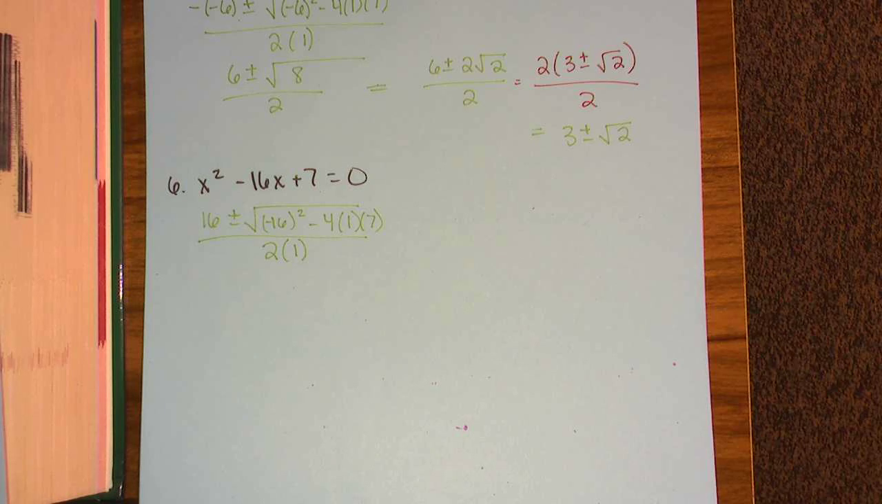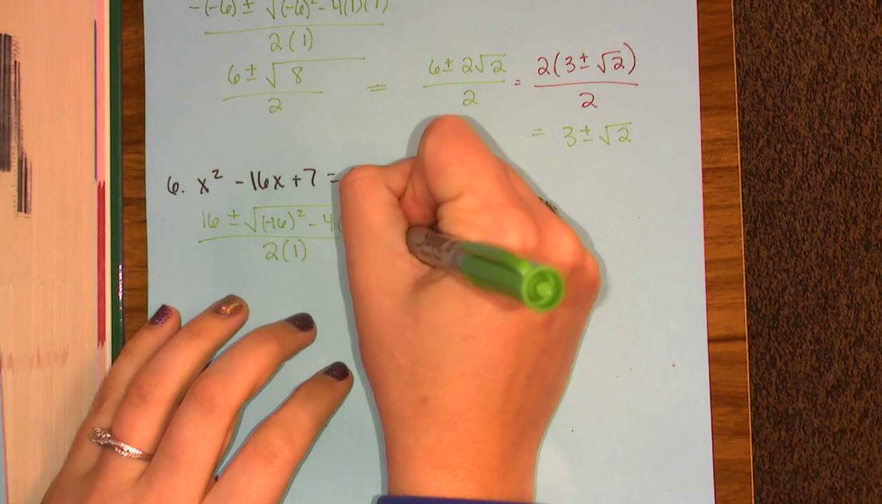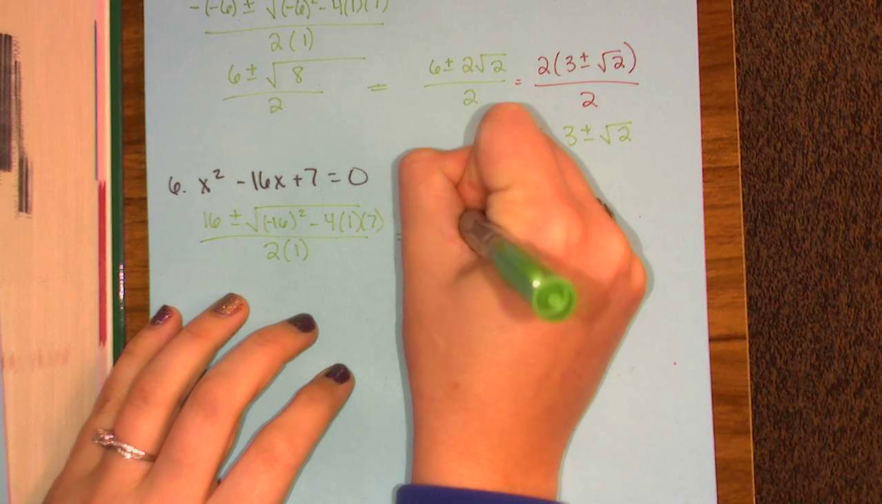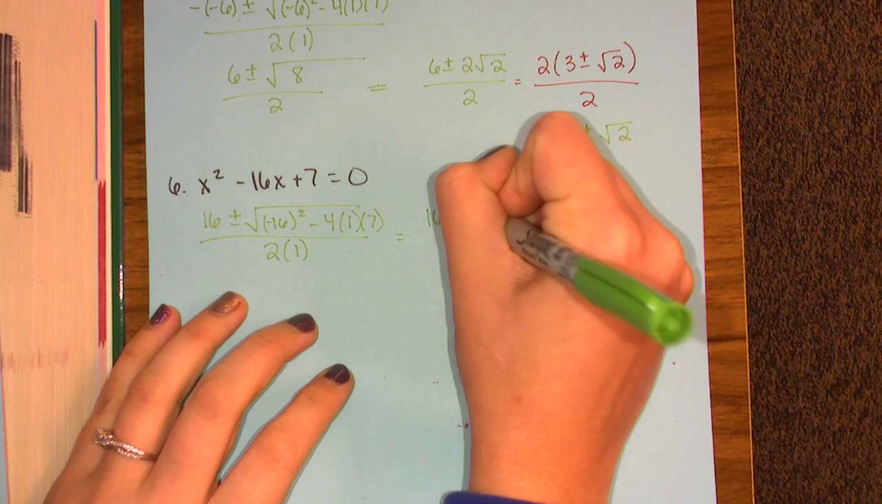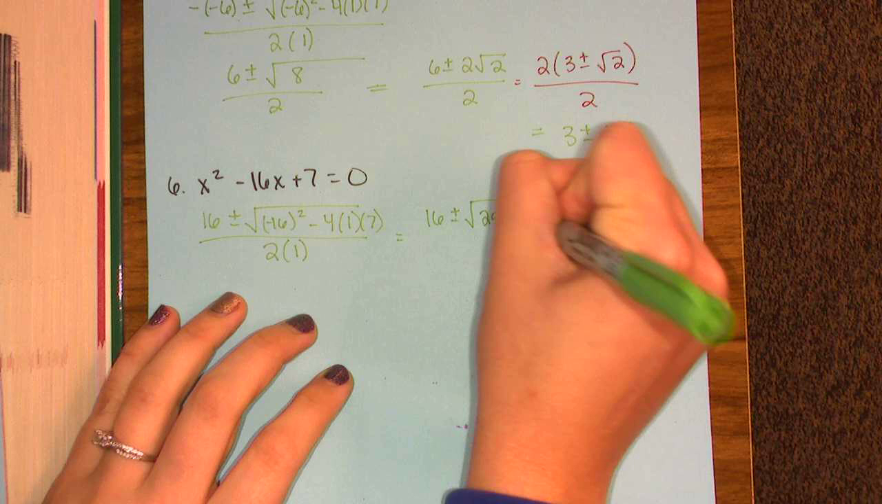Alright, on this one, just for the sake of time, if somebody wants to grab your calculator and multiply 16 times 16, you can. I'm going to try not to give you any that are really big on the test since you won't have your calculator on the test. 256. So 256 minus 28 over 2.